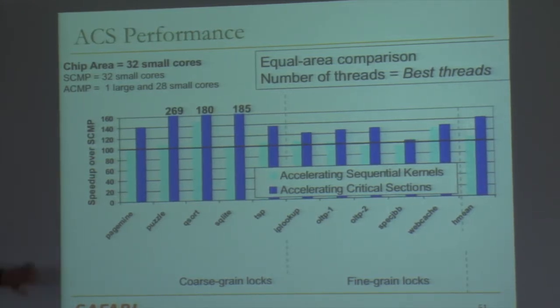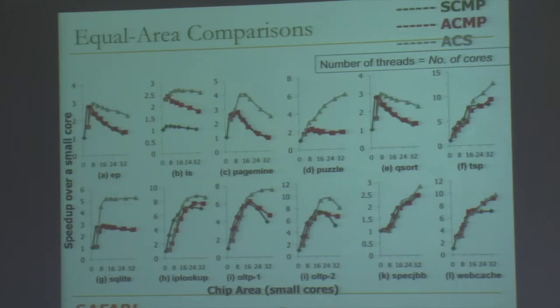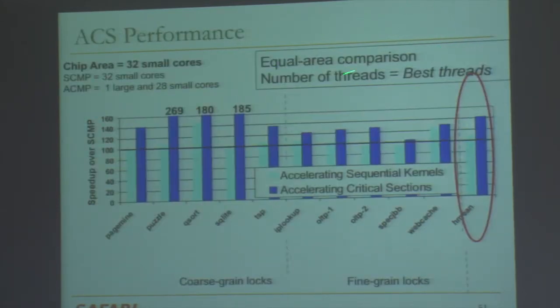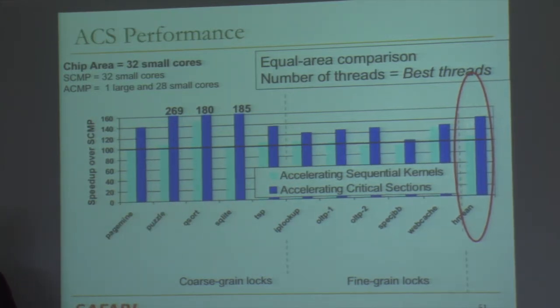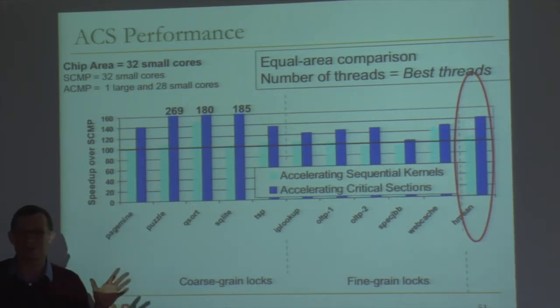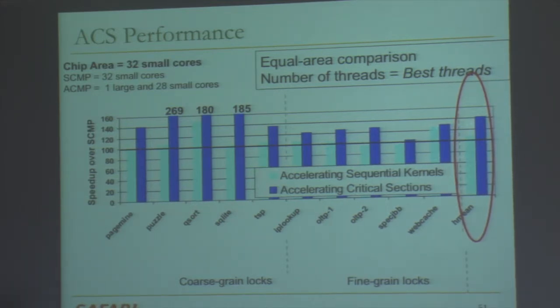So one thing here is it's important to do these comparisons at equal area, certainly, but also whenever you're doing these comparisons, you should pick the number of threads as the best threads on that particular system. So, for example, if the program's performance is not the best with 32 threads when you have 32 small cores, that should not be your performance comparison point. You should pick however many threads is the best. Now, this is kind of optimistic because how does a programmer know what number of threads is the best on a particular platform? There you go. There's another problem for you to solve to help the programmer. In fact, the programmer doesn't know.